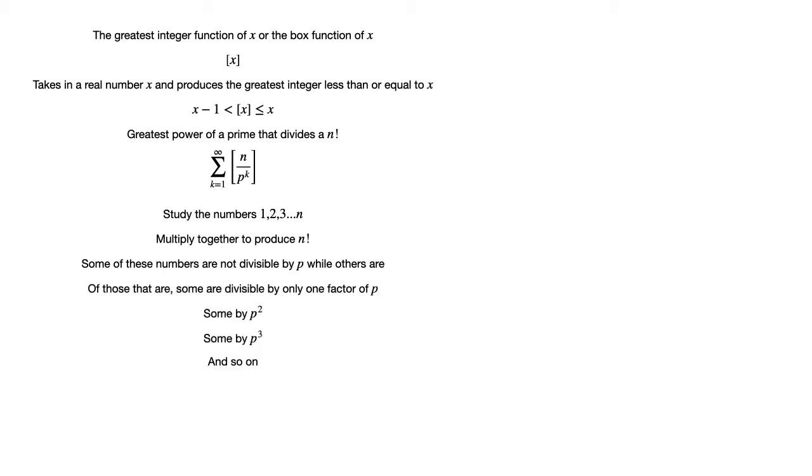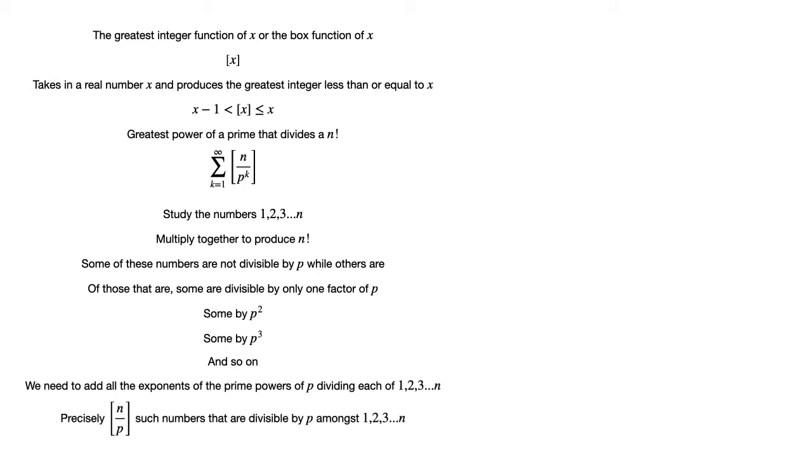Of those that are, some are divisible by one factor of p, some by 2, some by 3 and so on. In order to compute the greatest power of a prime that divides n factorial, we need to add all the exponents of the prime powers of p dividing each of 1, 2, 3 all the way up to n. To do this, we note that there are precisely box n upon p such numbers that are divisible by p amongst 1, 2, 3 all the way up to n. There are box n upon p squared divisible by p squared, box n upon p cubed divisible by p cubed, and so on.